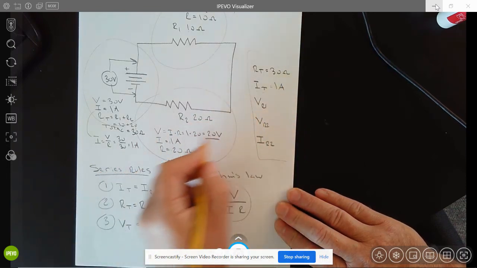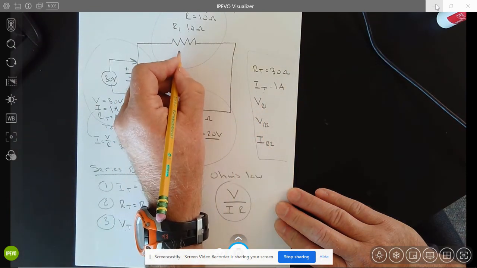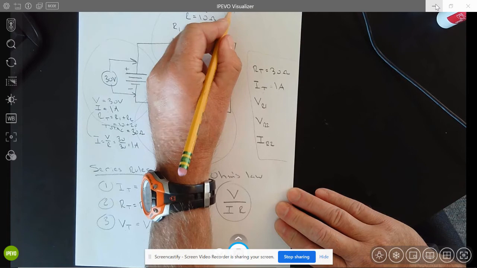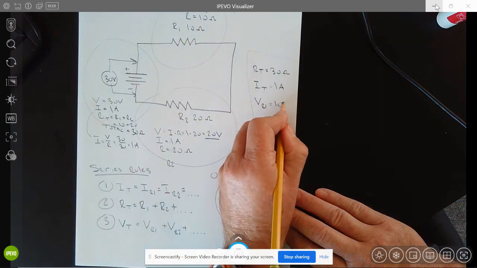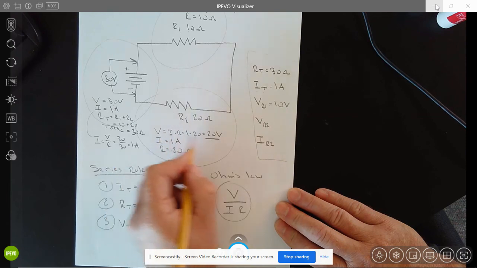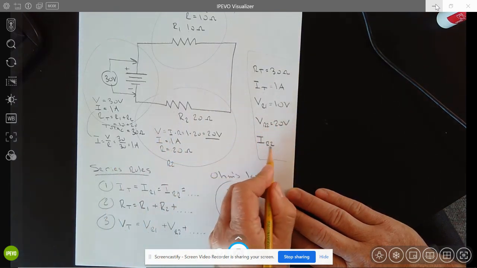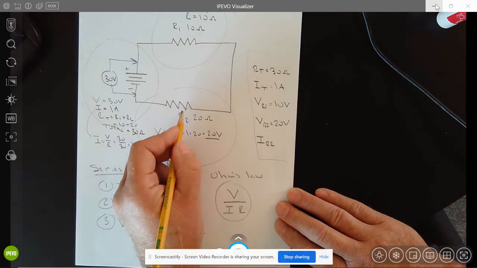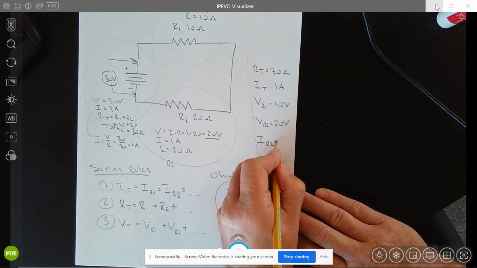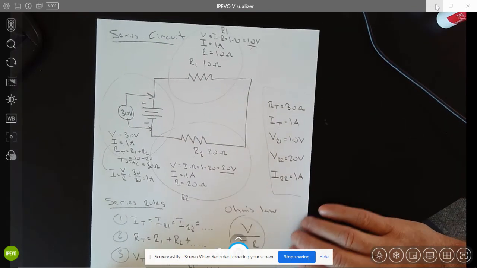VR1, what's the voltage of resistor 1? Resistor 1 right here, R1. So the voltage of resistor 1 is 10 volts. VR2, voltage of resistor 2. Voltage for resistor 2 is 20 volts. IR2, current through resistor 2. So resistor 2 current is 1 amp. Bam. So that's how you solve a series circuit.